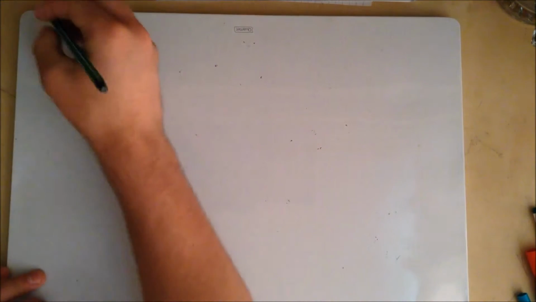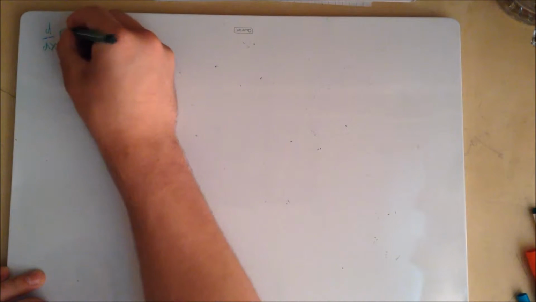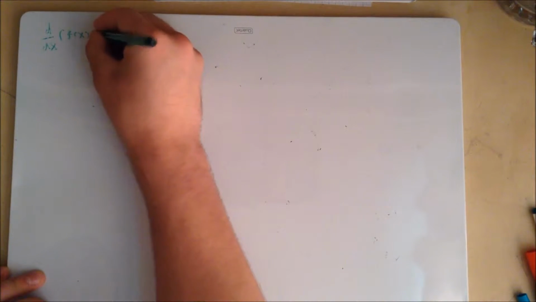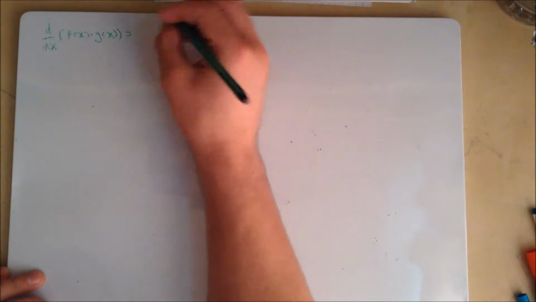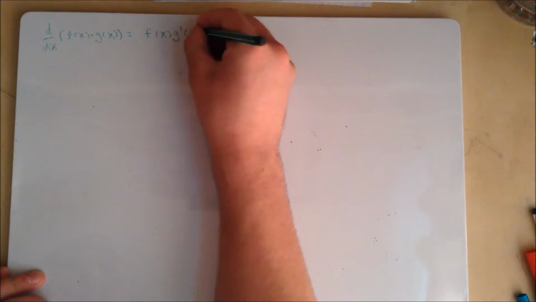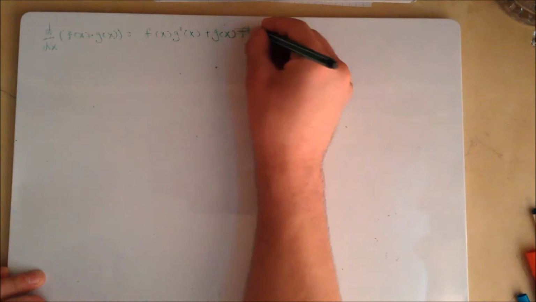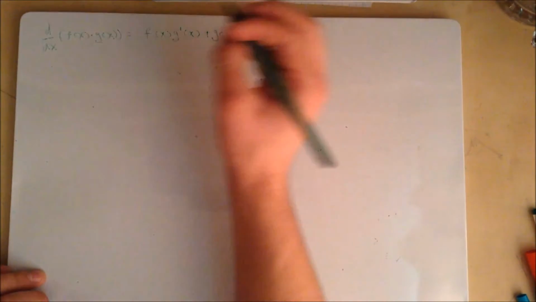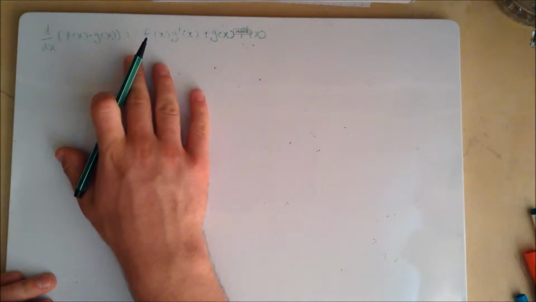And today I'll be showing you the proof for the product rule. So we start off by saying that we want to find the derivative of f of x times g of x, which equals f of x g prime of x plus g of x f prime of x. So this is what we want to prove.